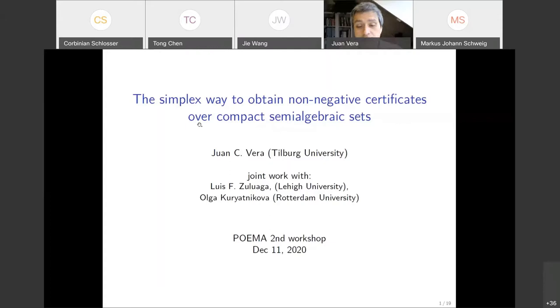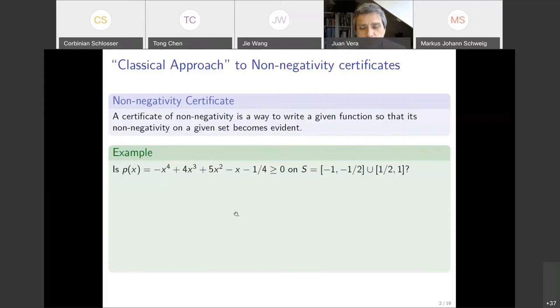And what I want to talk about today is non-negative certificates. So what is a non-negative certificate? I don't think I need to say this here, but I will say it. Well, it's just a way to write a function, or let's say a polynomial, such that its non-negativity is evident.